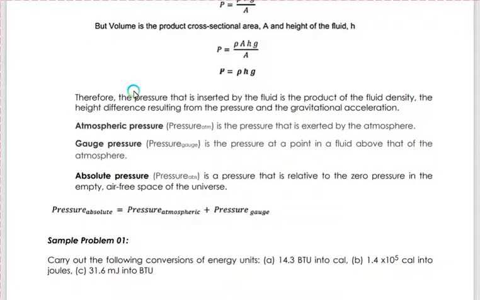Therefore, the pressure that is exerted by a fluid is the product of fluid density, the height difference, and the gravitational acceleration. Take note also, kung maghambal kita about pressure, may ara kita sang terms nga kinahanglan i-understand. Number one is your atmospheric pressure or ATM, the pressure that is exerted by the atmosphere. Gauge pressure naman, pressure at a point on a fluid above that of the atmosphere. Next, we will have absolute pressure, the pressure that is relative to the zero pressure in the empty air-free space of the universe.